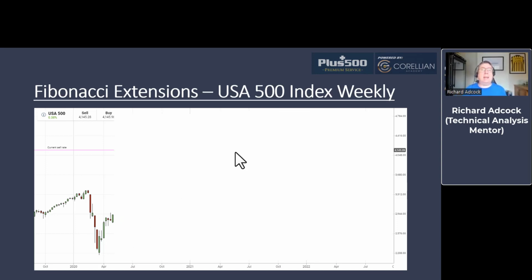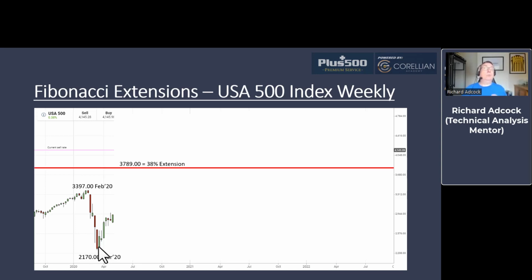So let's just take a step back a little bit and look at this same sell-off and highlight the significant high and the significant low, the high posted in February 2020, the low in March 2020. So we take these levels, and for Fibonacci extensions, we calculate exactly the same percentage levels, but we project them from the significant high. So we take the entire sell-off, calculate 38% of that sell-off, and project it from the February 2020 high.